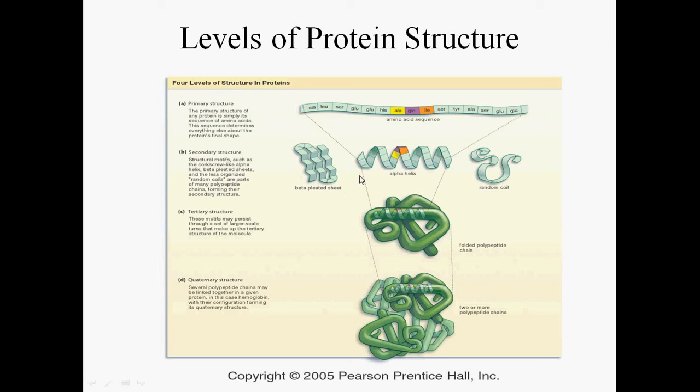Then, when different secondary structures come together, you form the tertiary structure, which is simply a folded polypeptide chain. And then the quaternary structure occurs when you have more than one polypeptide. So two or more polypeptide chains form the quaternary structure of protein organization.